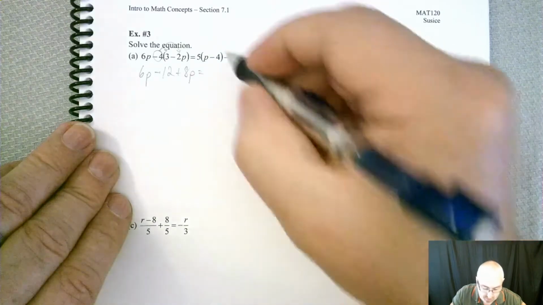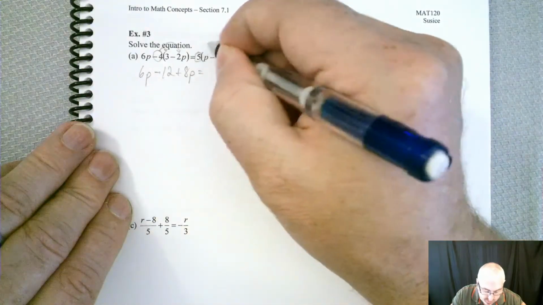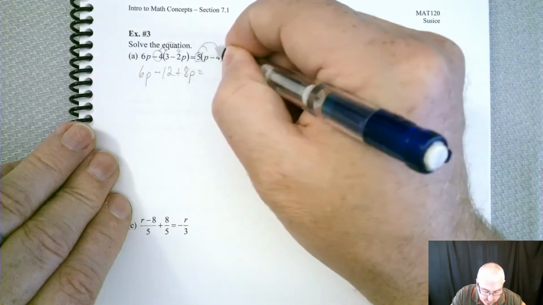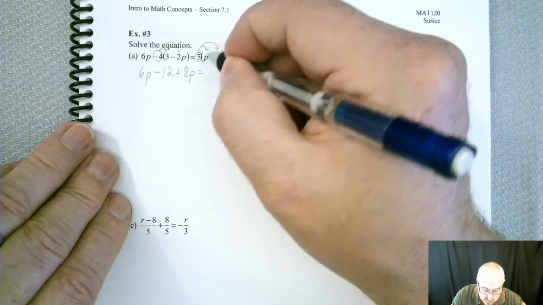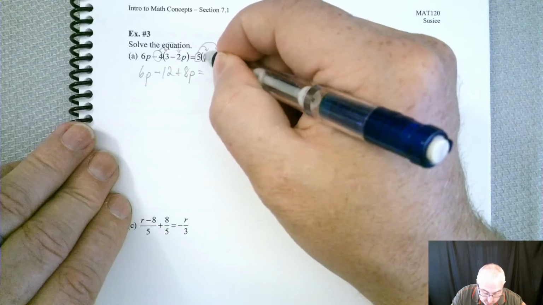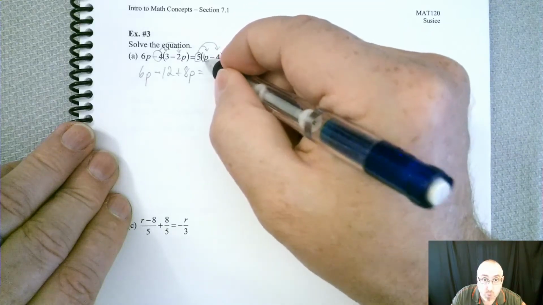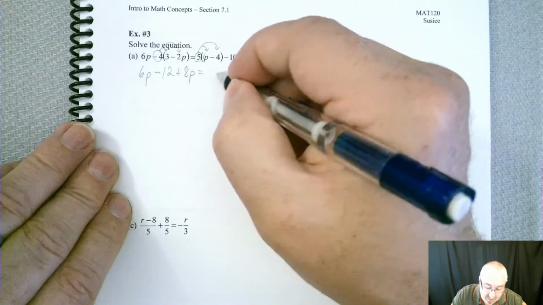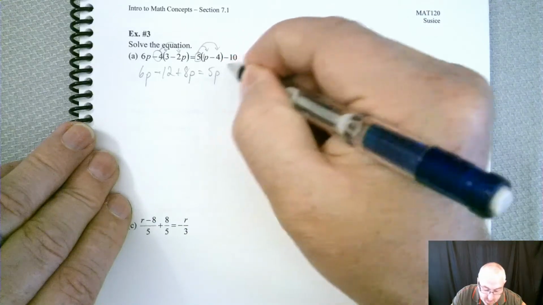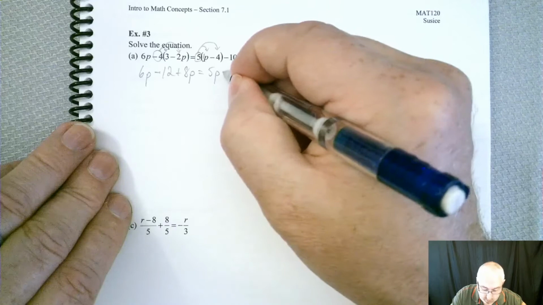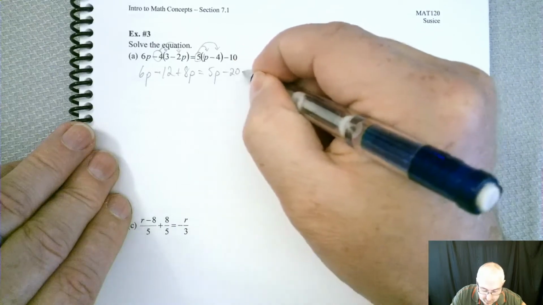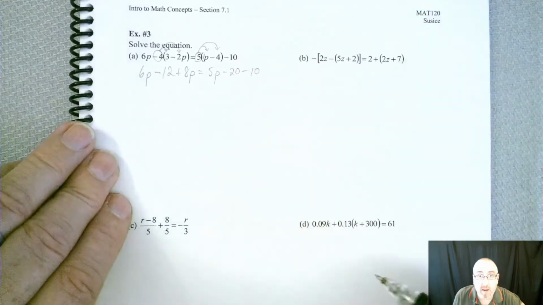So let's do the same thing over here. We got a 5 that we want to distribute. Now there's no number in front of this p, so we'll just squeeze a 1 in there. So 5 times 1p is 5p. 5 times the minus 4 is a minus 20. And then we still got the minus 10 after that. Okay, so that's step 1. Get rid of those parentheses.